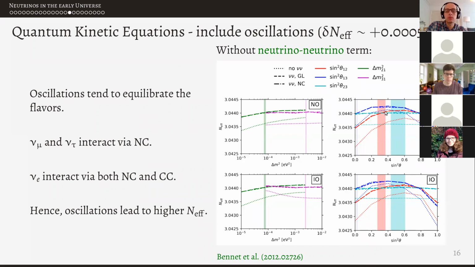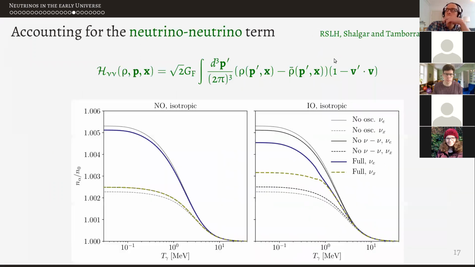So there's actually an uncertainty since you can see that there's a slope for the red line here. And this is a significant part of the uncertainty that in the end is quoted on N_eff. However, all of this calculation is done without the neutrino-neutrino term. So if we have a look at this, this was the neutrino-neutrino term. Then we can try to do a calculation where we include it and not neglect it.